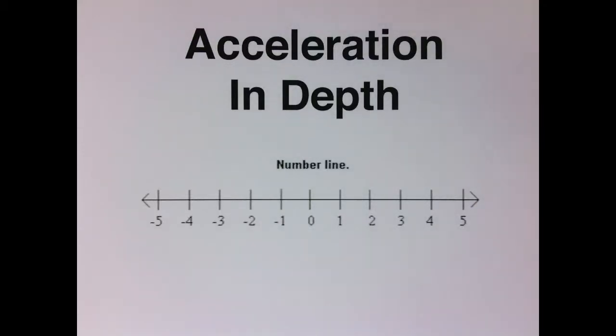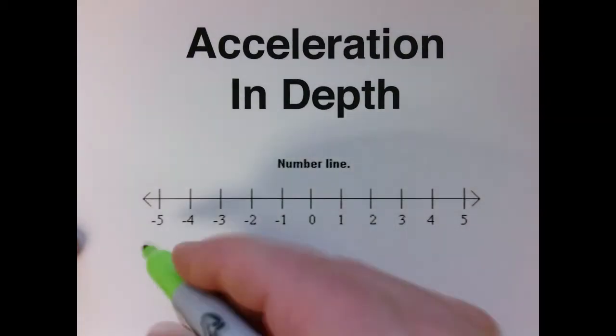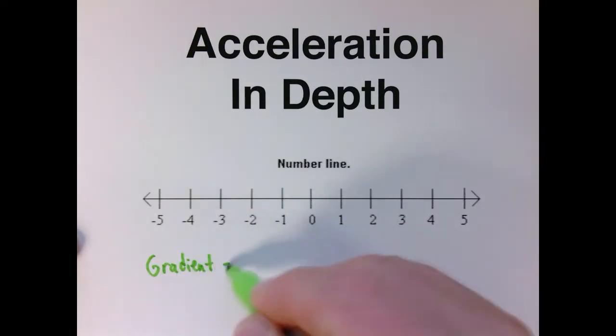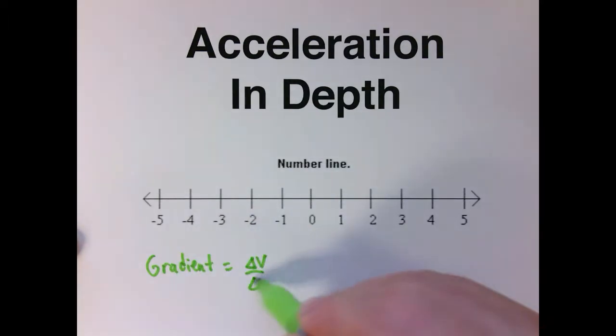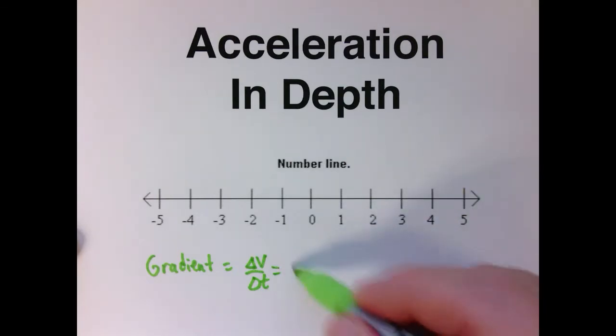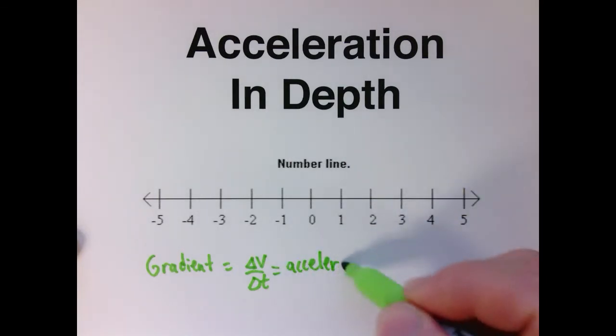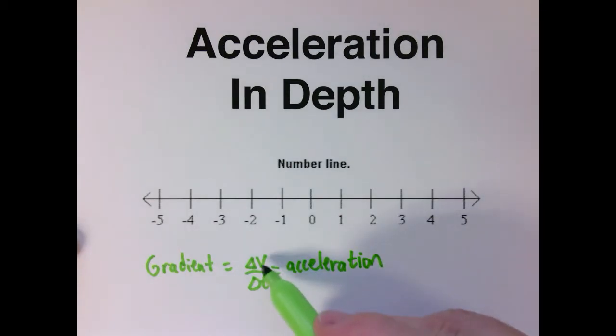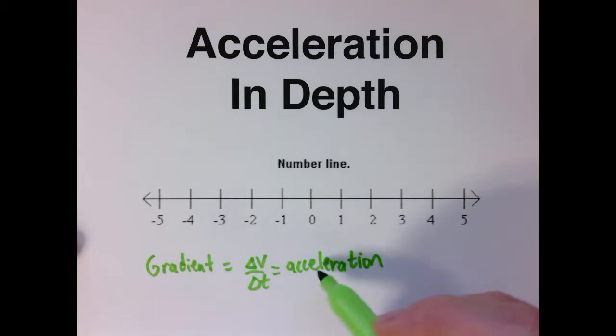Now we've learned what acceleration is and how we get it off a velocity time graph. Let's look at it in a little more depth and consider different cases. We said that the gradient of a VT graph is delta V over delta T, and that is equal to the acceleration. Since velocity is a vector, and I add or subtract them, that means acceleration is a vector.